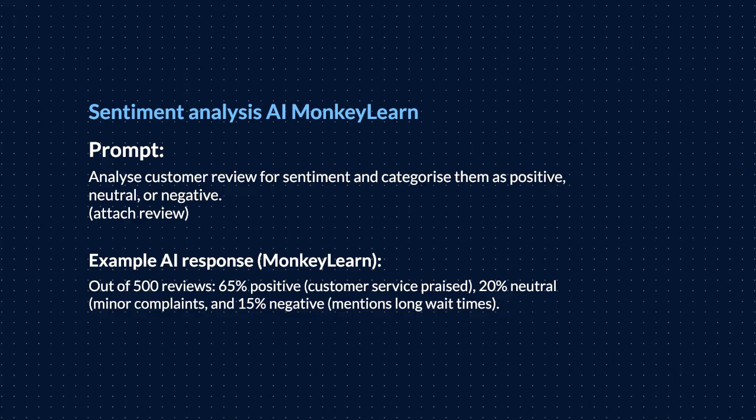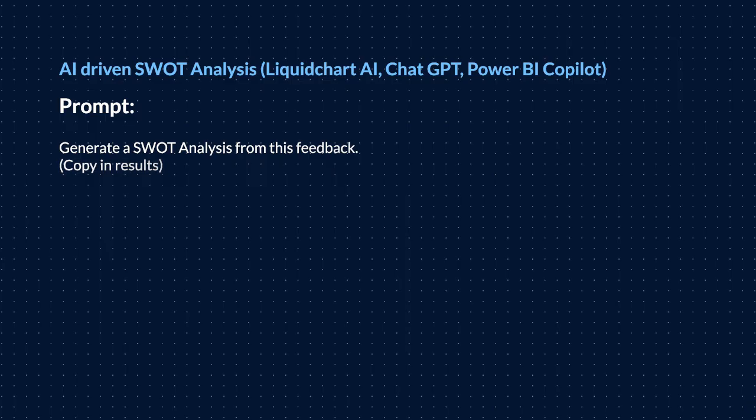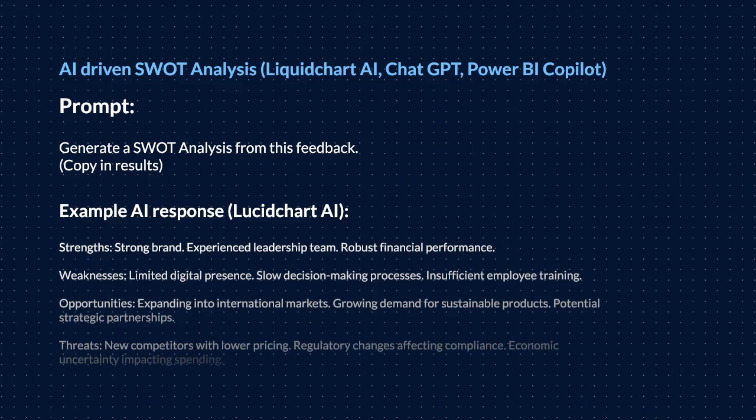wait times. AI can also generate comprehensive SWOT analyses from business insights. By copying in either the raw data or your drafted findings, you could use the prompt very simply, generate a SWOT analysis from this feedback. And an example response would be identifying strengths like brand recognition, weaknesses such as limited digital presence, opportunities for international expansion, and threats from competitors with lower pricing models. You can read further examples of this in your slide pack.